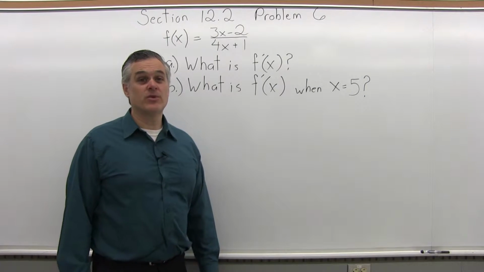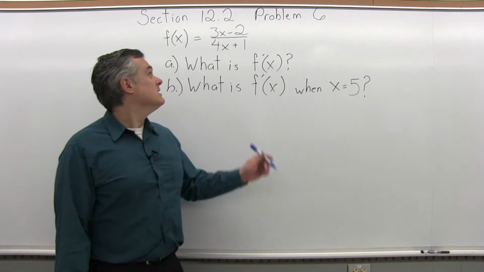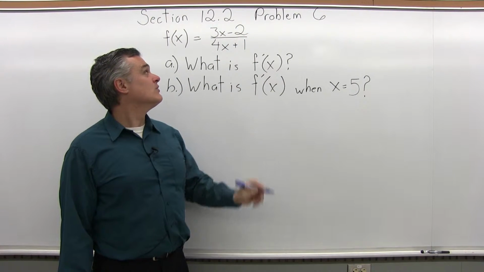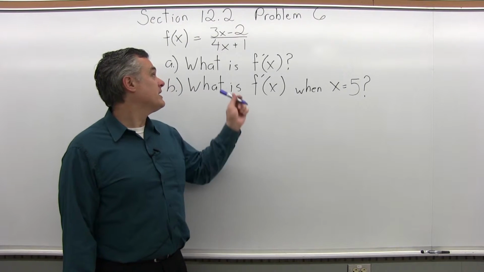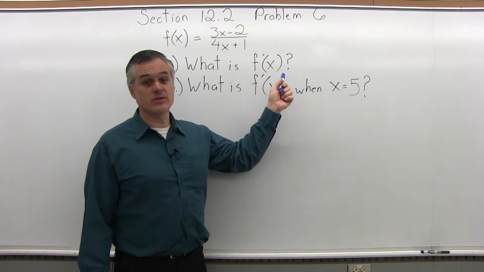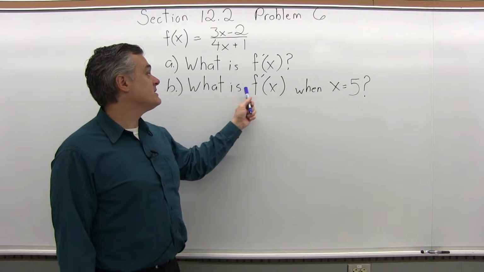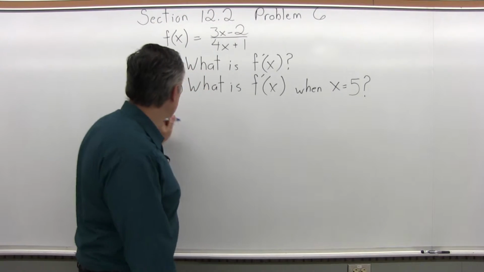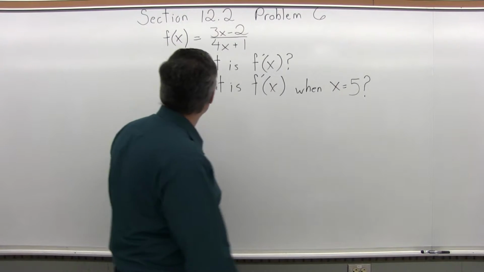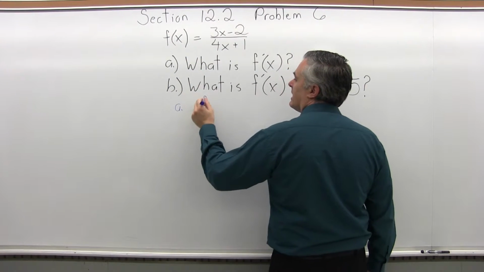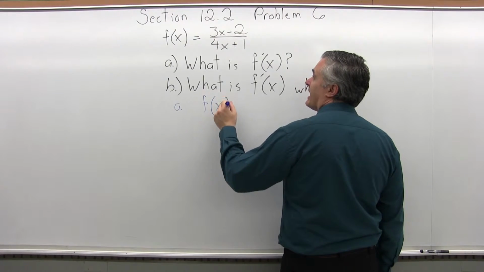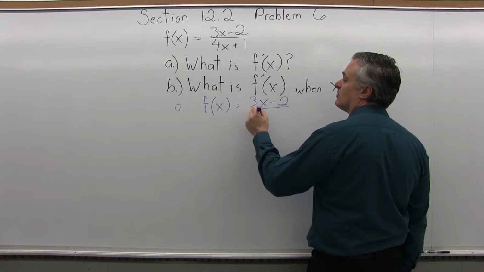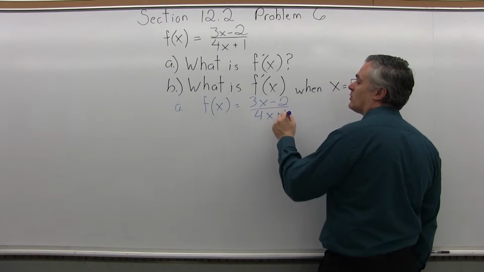This is Section 12.2, Problem number 6. It says f of x equals (3x minus 2) over (4x plus 1). Part A is what is f prime of x, or what is the derivative, and part B is what is f prime of x when x equals 5. So, for part A, I have f of x equals (3x minus 2) over (4x plus 1).